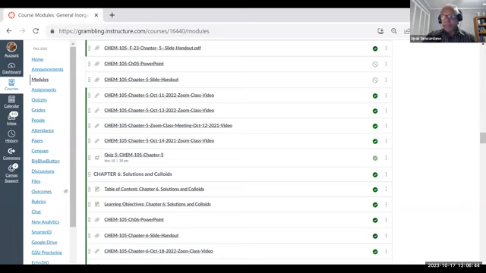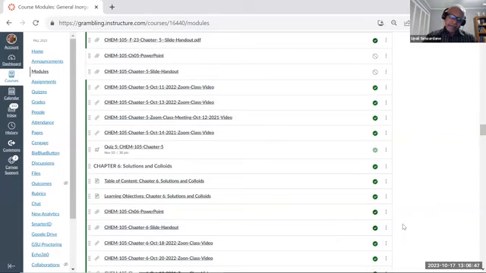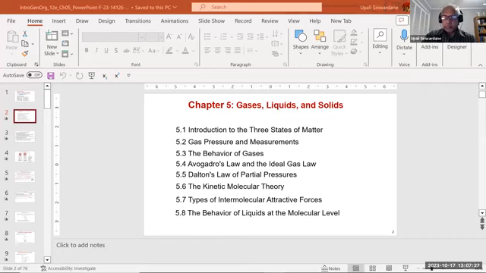I'm going to go to chapter 5 and start from there. Can you see my chapter 5 slide page? It says chapter 5, gases, liquids, and solids. Can you see it? Yes, sir. Okay.